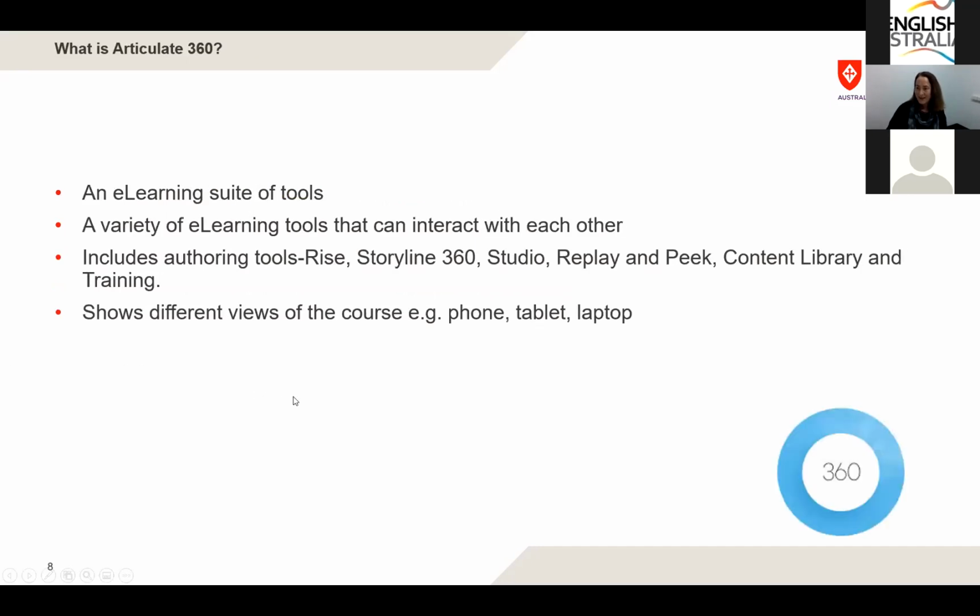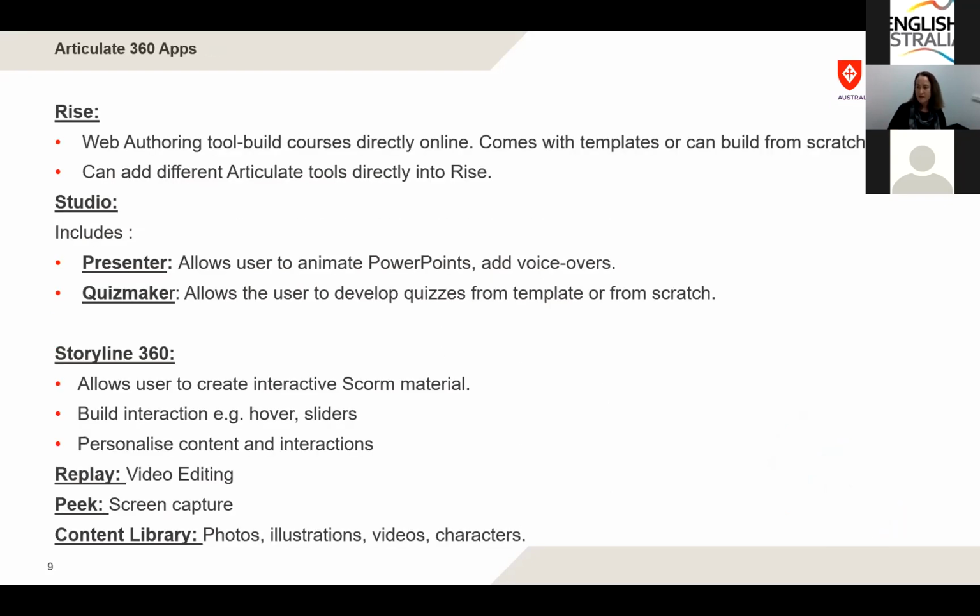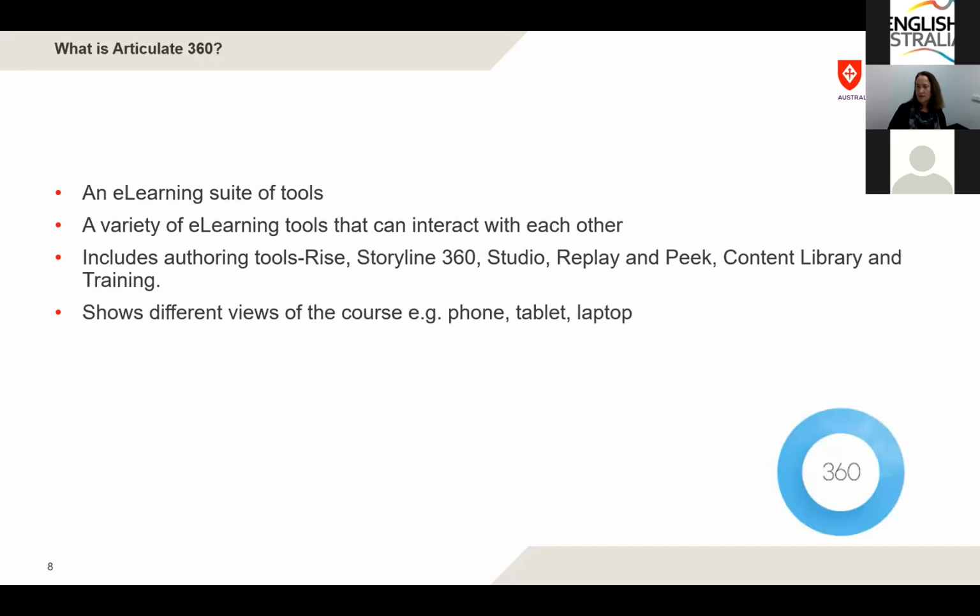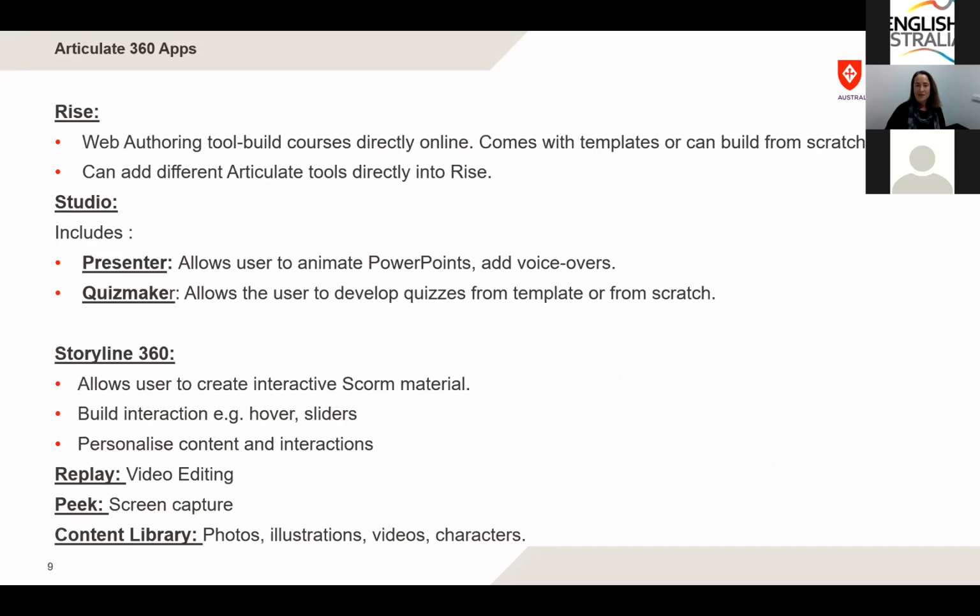All right, so let's move on to Articulate 360. What this is, is a suite of tools. So it includes a variety of tools and they interact together. And you can also have a look and see if they're shown on phones or tablets or laptops. So just a quick look at the main Articulate 360 apps.